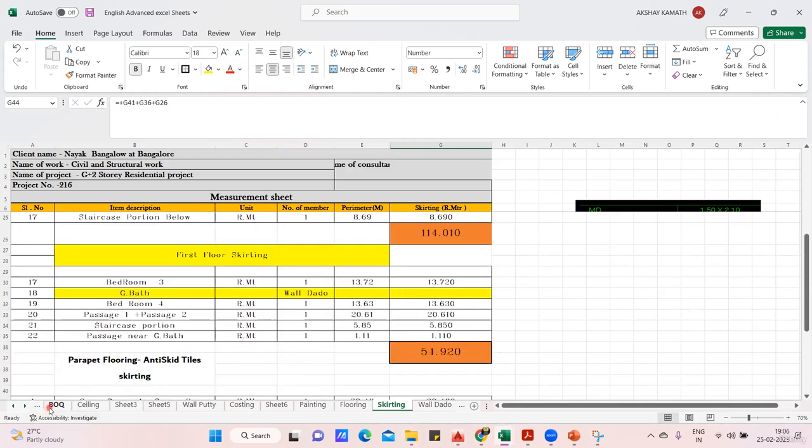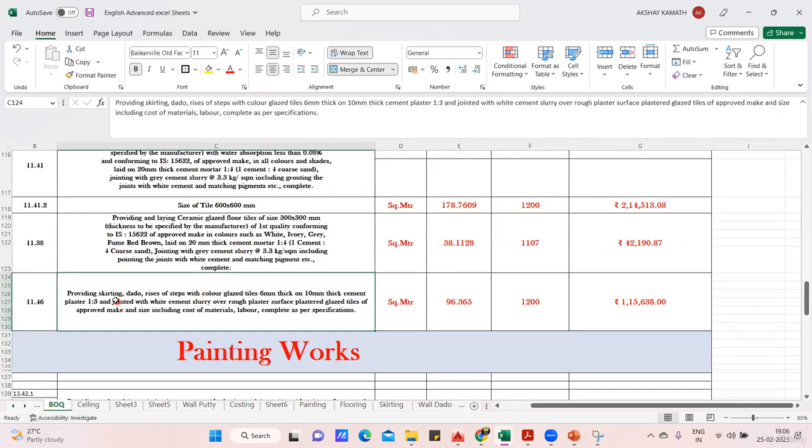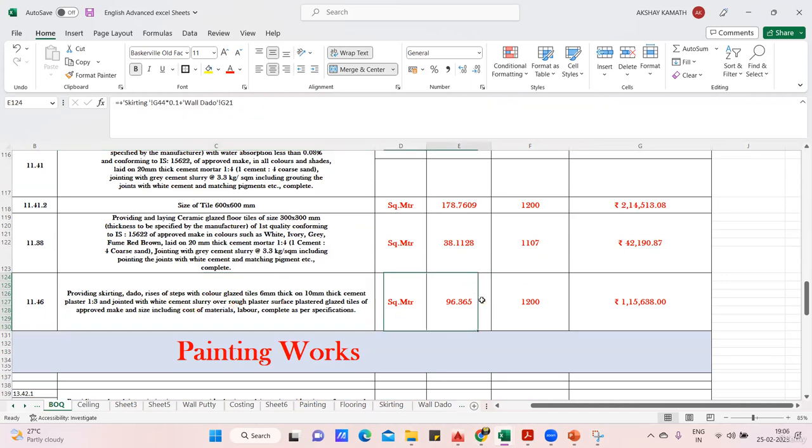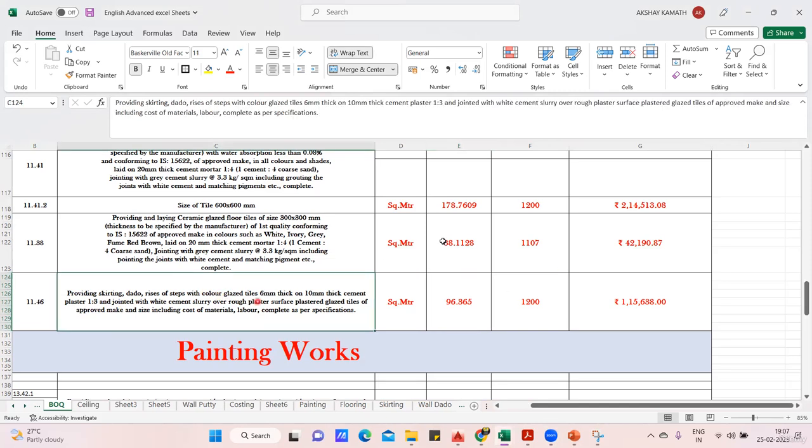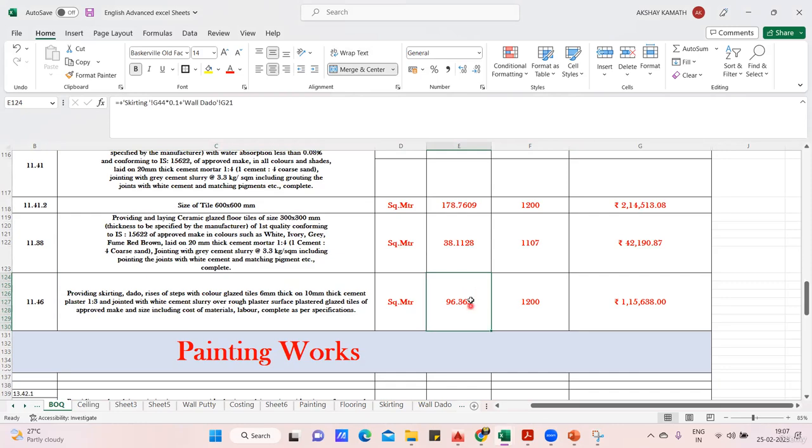So for that, I'll go to the BOQ. Here I've written, providing skirting dado, riser of steps with colored glazed tiles of 6 mm, 11.46. Total how many square meters you have, that I have taken from here. You are able to understand the skirting. I've explained what skirting is, so again here I won't explain what skirting is. Okay, fine. So for this, how did we find this 96.365? How did it come?